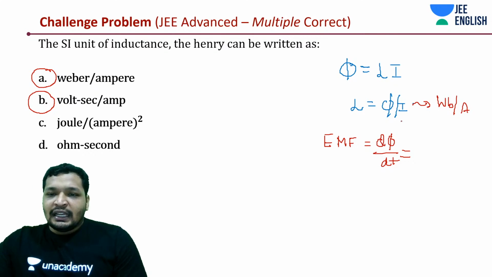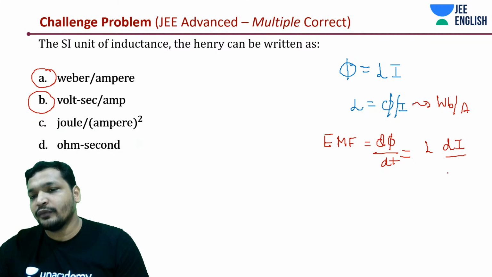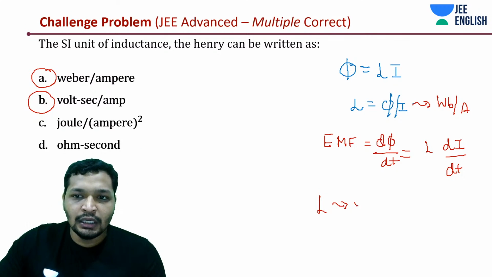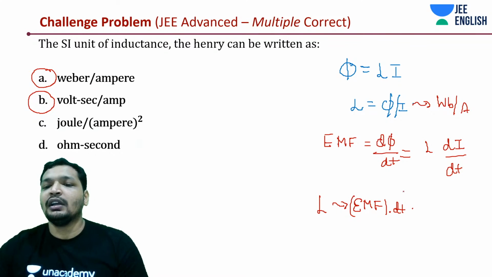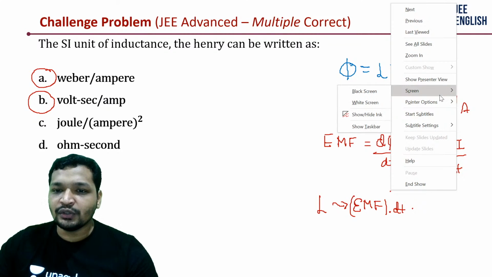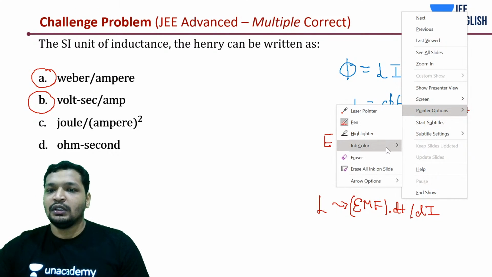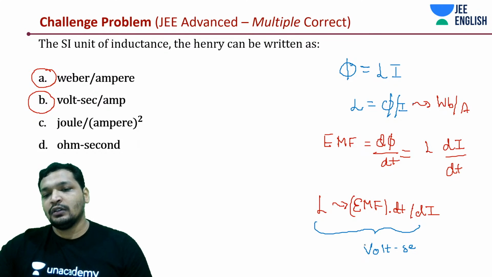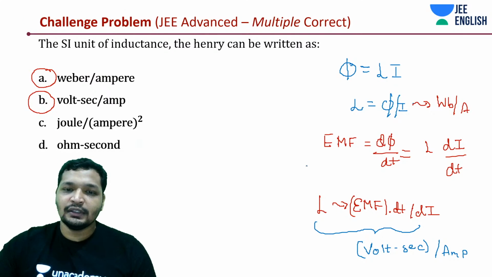d phi by dt, we just calculated it, is nothing but EMF. This can be written as L into di by dt. So L should correspond to something like EMF into time, sorry, I think I missed di. Okay, what is that? Is that volt into second divided by ampere? Yes, that is what it is.